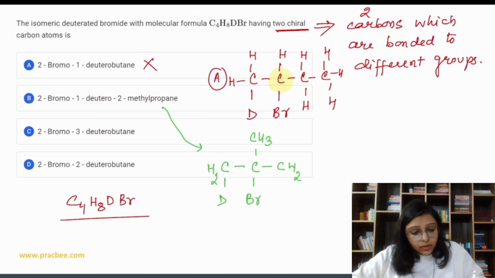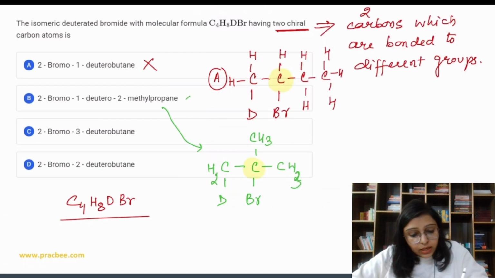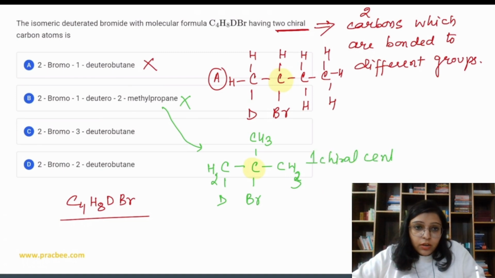So if you see, or we can say here we write CH3. Okay? So if you see over here, we have only one chiral center, only one chiral center. So again this is incorrect because we have one chiral center. Now check for the third option.